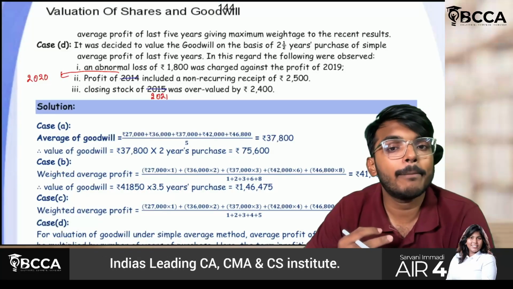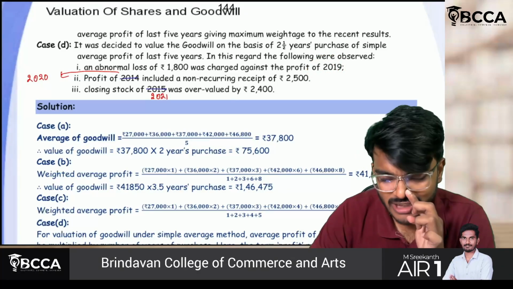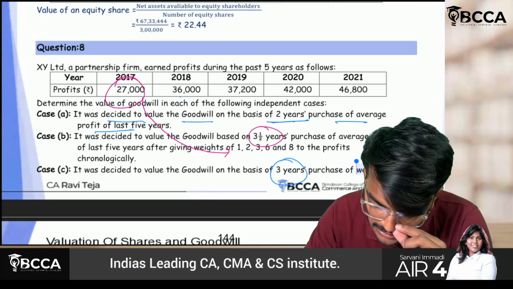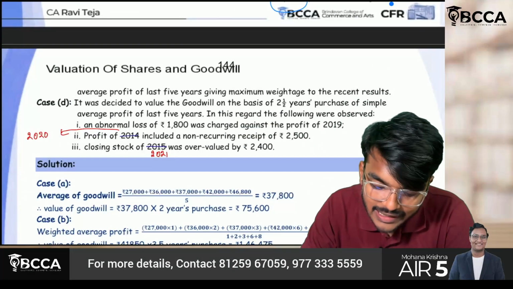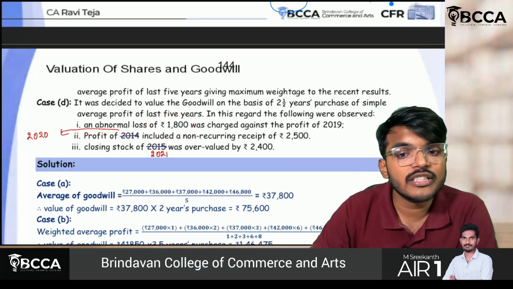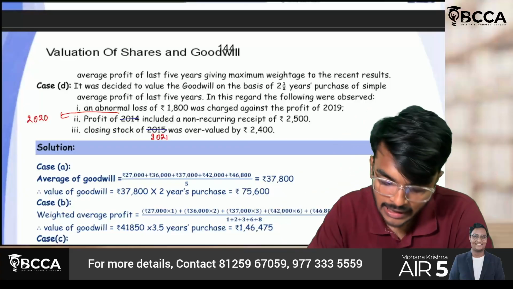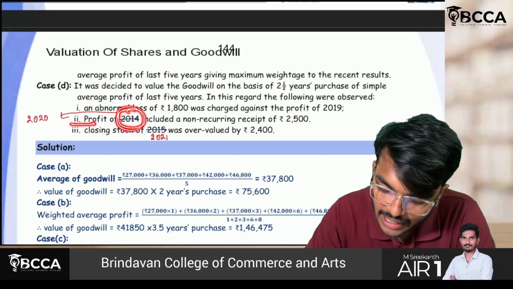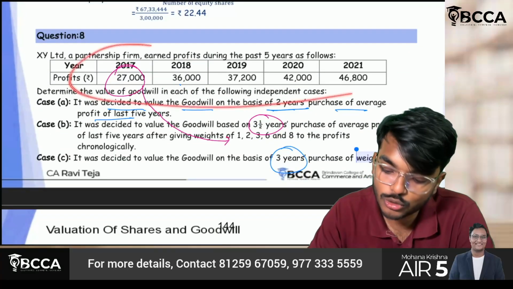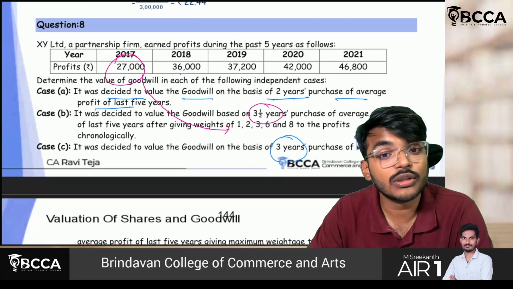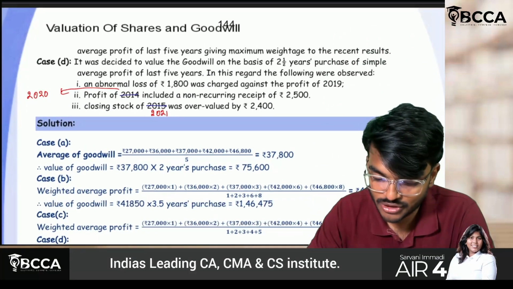An abnormal loss has happened and it is booked in the profit of 2019, which means the 2019 profit already has an abnormal loss of 1800 recorded. Second point: they have given the profit for the year 2014, but you have to change it to 2020, because in the question there is no 2014 detail. But the institute's study material has this mistake. So we will be adjusting carefully. You have to change this 2014.